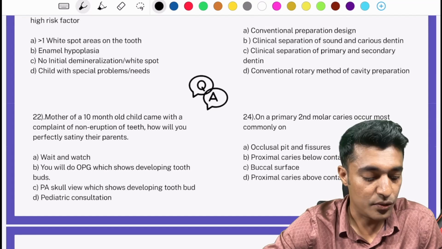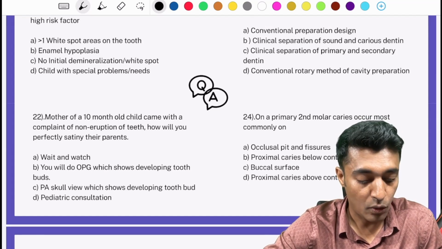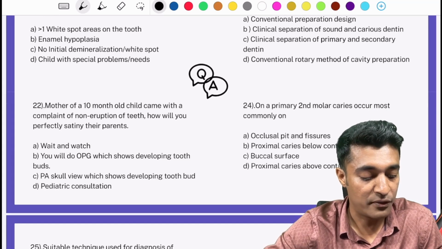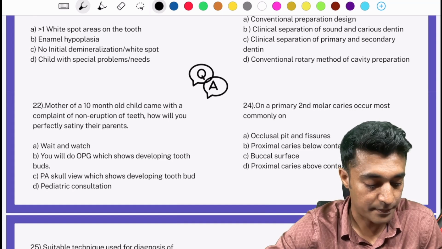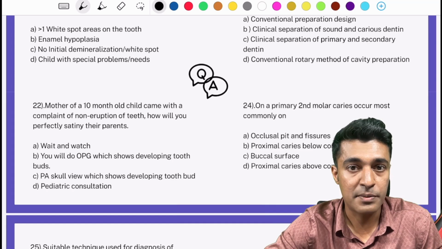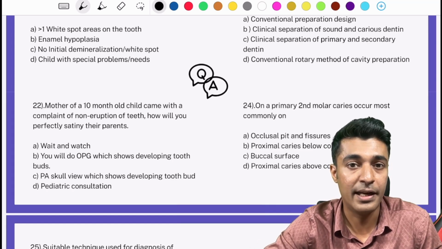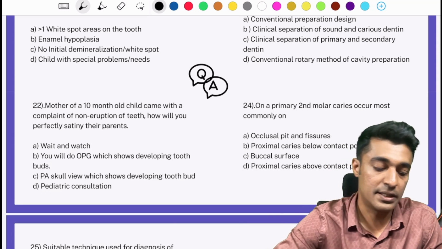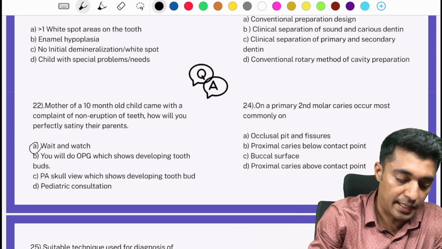Question number 22. The mother of a 10-month-old child came with a complaint of non-eruption of teeth. How will you counsel the parents? Normally, the eruption of teeth in children can be delayed by 6 months. So in such cases, a wait and watch approach is most ideal. Because of that, the answer for this is wait and watch, option A.